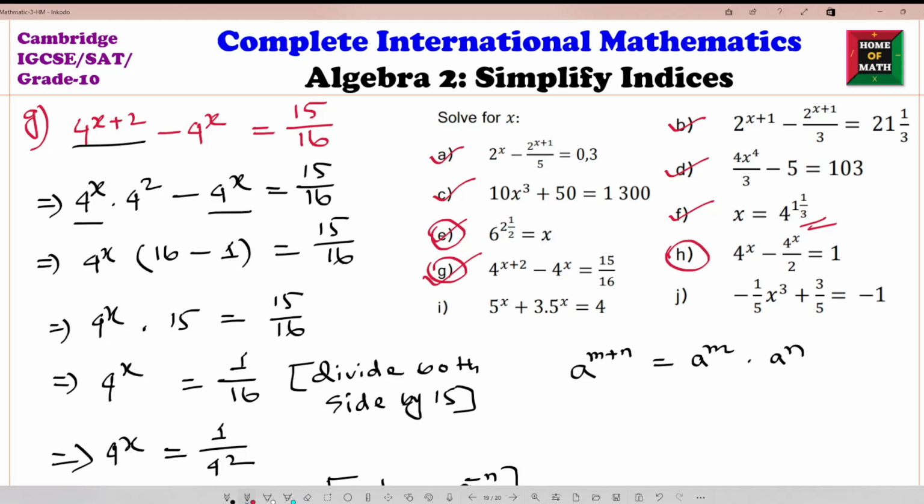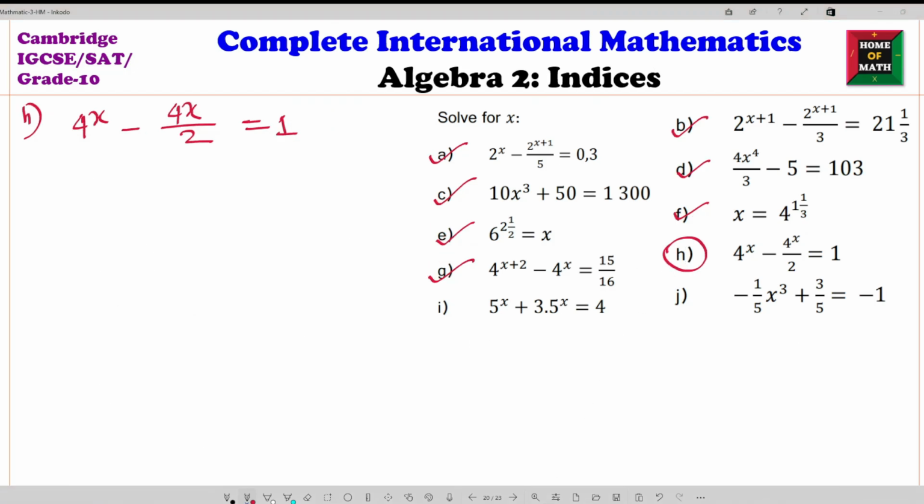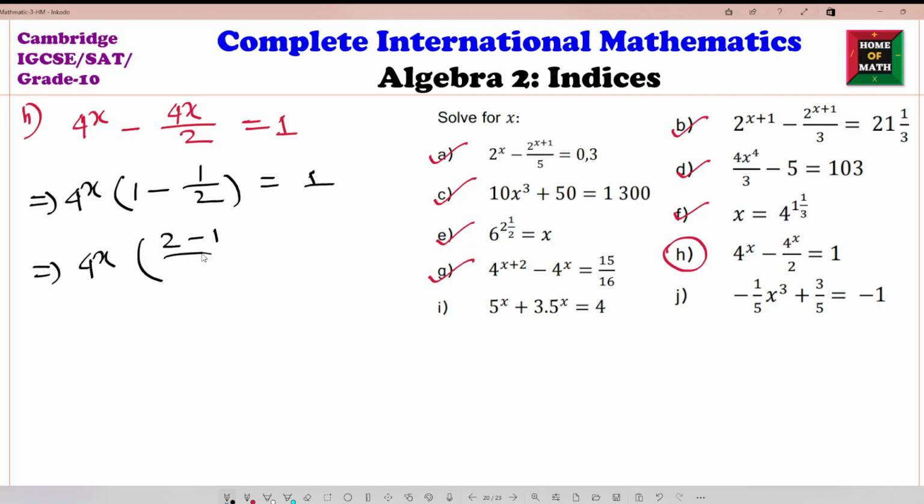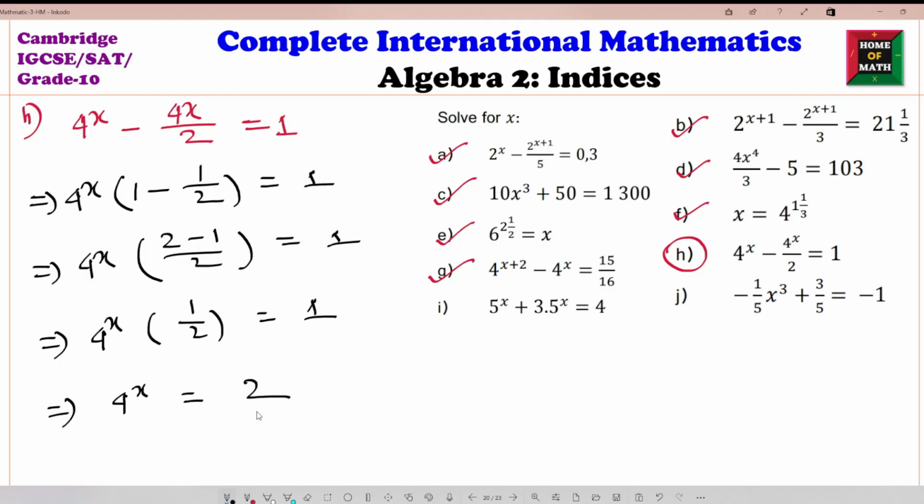Now number H. 4 to the power x minus 4 to the power x divided by 2 equals 1. We simply take common 4 to the power x. So here is 1 and here is 1 by 2, equals 1. So 4 to the power x times 2 minus 1 divided by 2, making the LCM, so 4 to the power x times 1 divided by 2 equals 1. So it will be 4 to the power x equals 2, right?